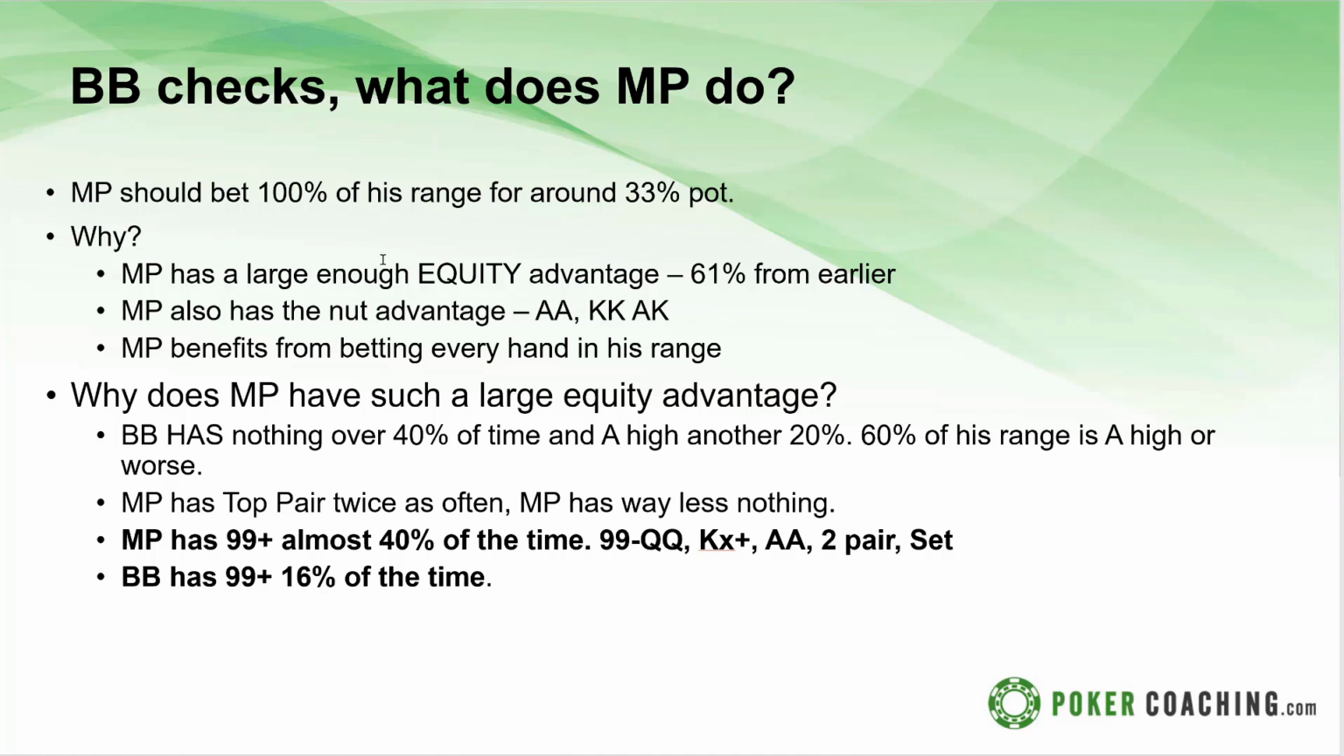The more often you bet, the smaller size you want to use. So here we're betting 100% of a range, so we're going to choose a small size, 33%.